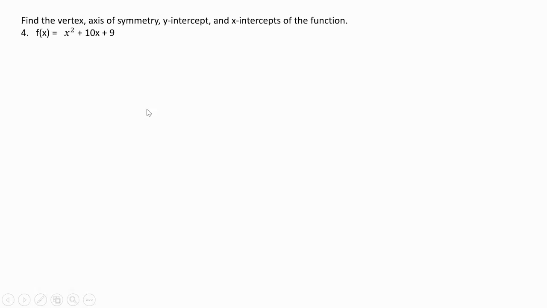For problem number 4, it says find the vertex, axis of symmetry, y-intercepts, and x-intercepts of the function f of x equals x squared plus 10x plus 9.